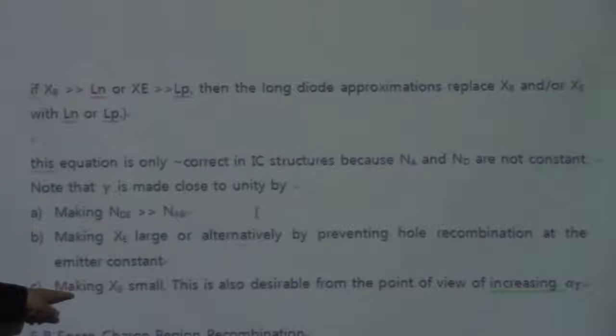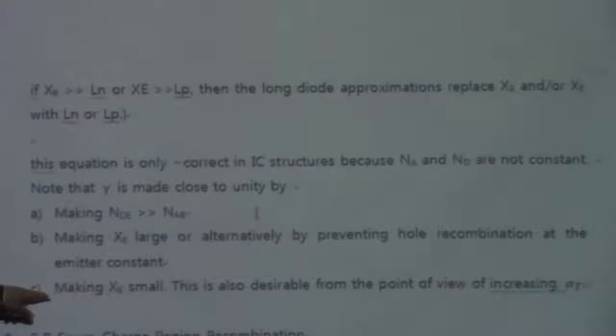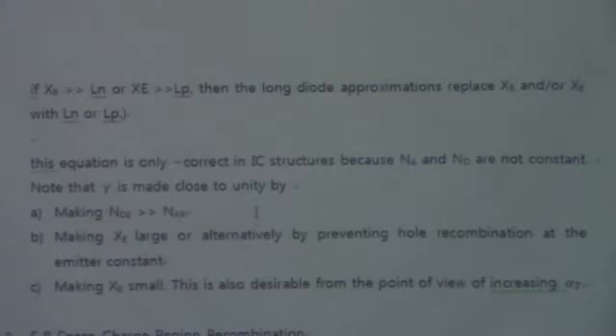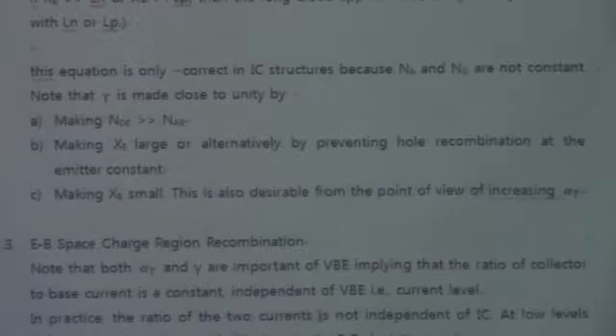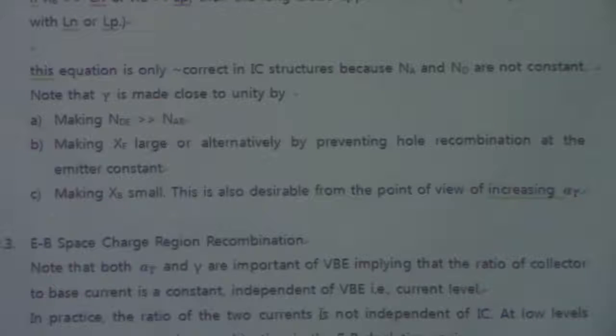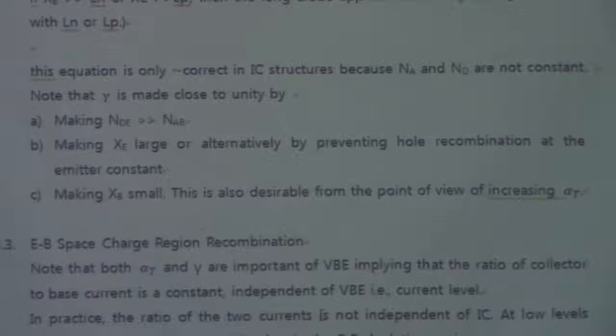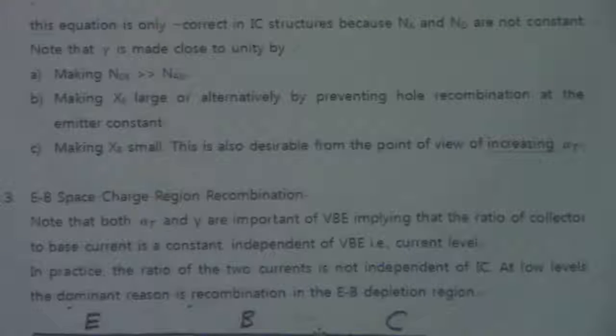And the base, of course, should be made very short. This is also desirable from the point of view of increasing the transport number, alpha T. So that is related to the hole injection into the emitter.